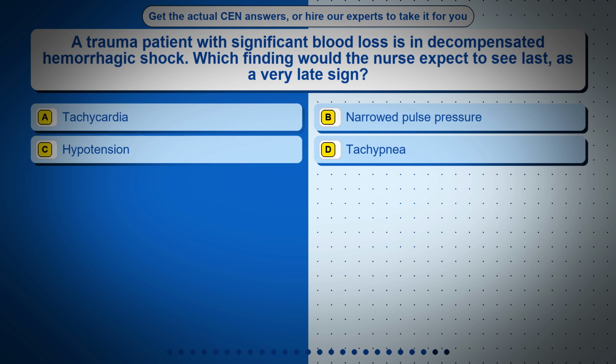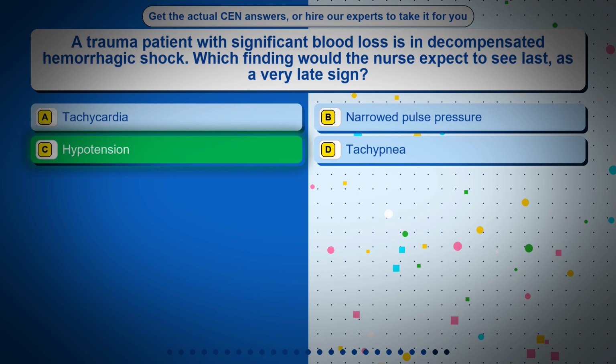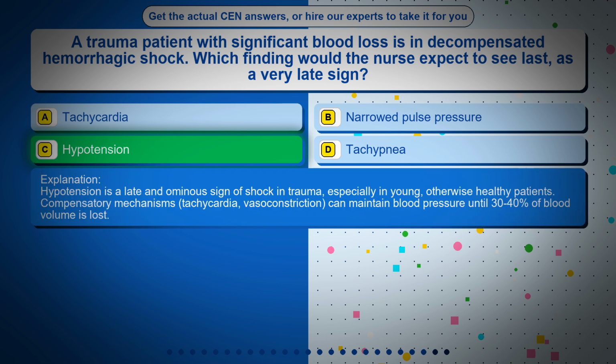Question 23. A trauma patient with significant blood loss is in decompensated hemorrhagic shock. Which finding would the nurse expect to see last, as a very late sign? Option A, tachycardia. Option B, narrowed pulse pressure. Option C, hypotension. Option D, tachypnea. The correct answer is option C, hypotension. Hypotension is a late and ominous sign of shock in trauma, especially in young, otherwise healthy patients. Compensatory mechanisms, tachycardia, vasoconstriction, can maintain blood pressure until 30 to 40% of blood volume is lost.